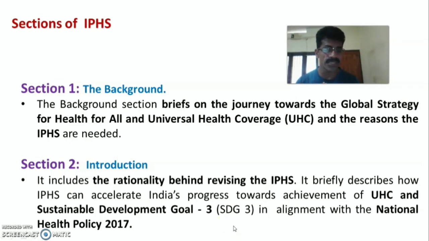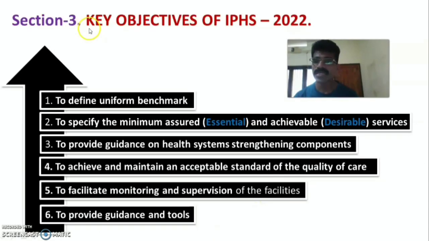So the introduction part also describes briefly how IPHS can increase the progress of India in achieving universal health coverage and the Sustainable Development Goals in line with the National Health Policy 2017. You know that the Government of India revised the National Health Policy, and the latest policy is 2017. How to achieve the goal of UHC and the Sustainable Development Goals with this policy is also described briefly in the introduction part of IPHS 2022. Section 3 is the key objectives of IPHS 2022.